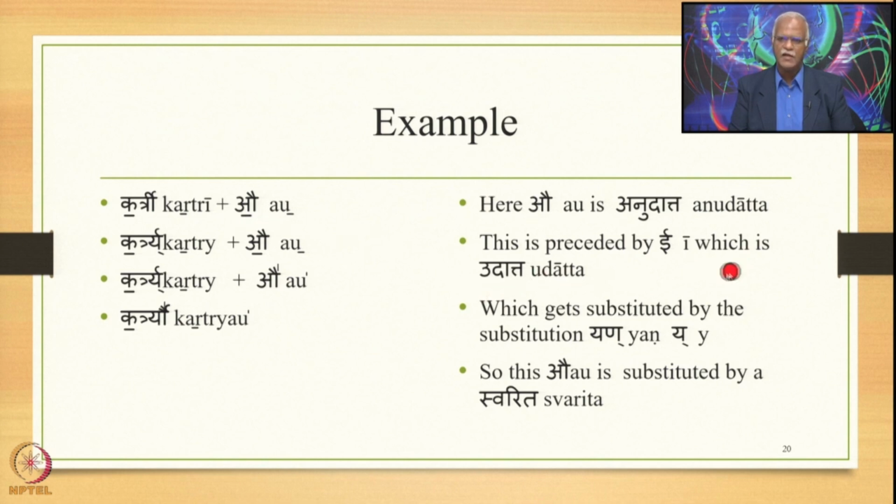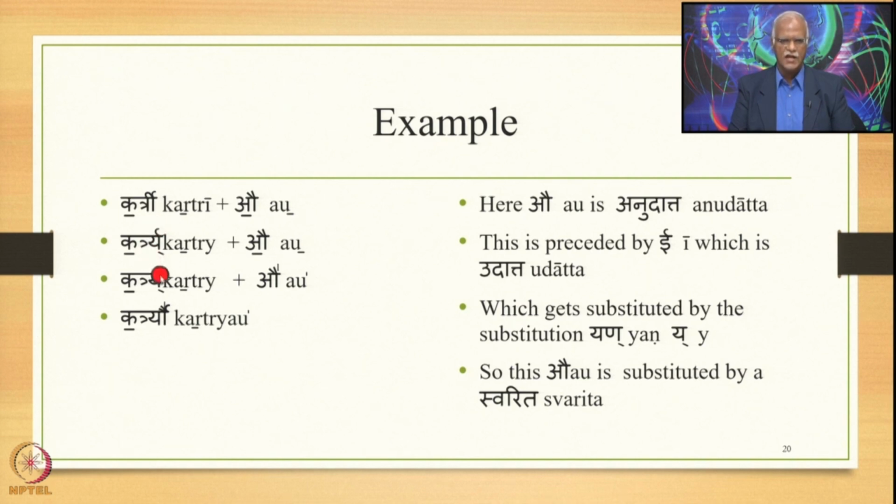This is preceded by e which is udatta, and if you look at the history of this e, you will also find that initially this e was anudatta, but this e got converted into udatta by the application of 61174, because when this e appears in the environment of this e, the following ru vowel which is udatta was substituted by yan which is a r, therefore this e gets converted into an udatta vowel.